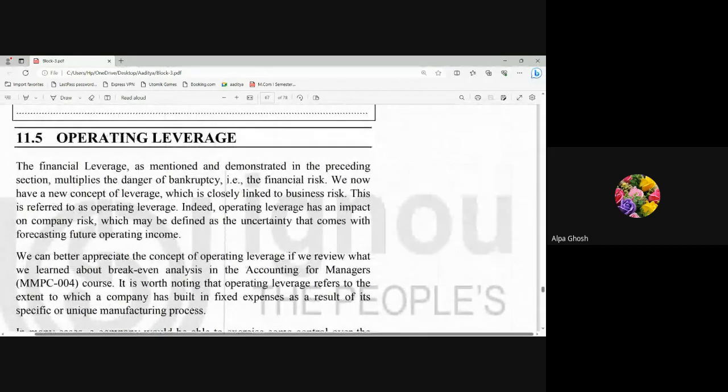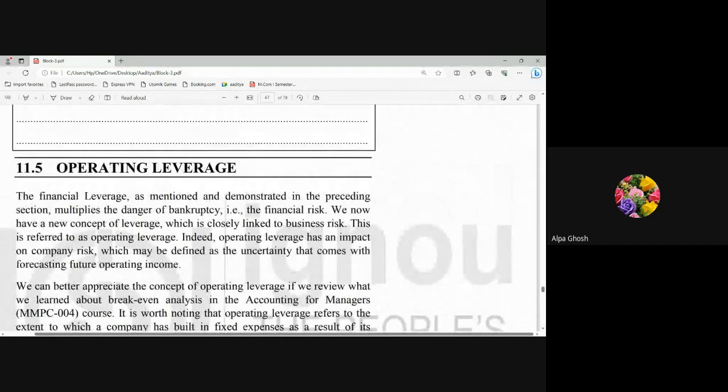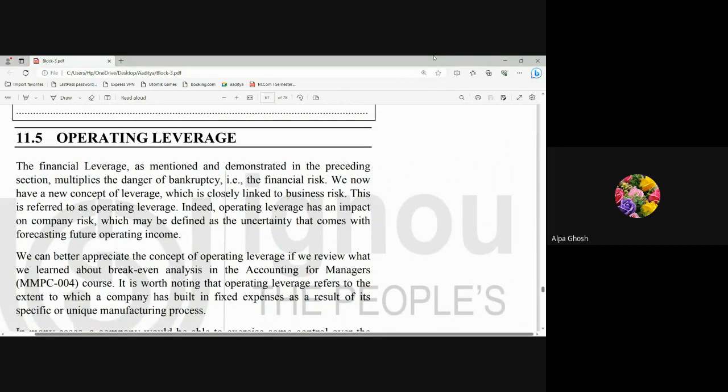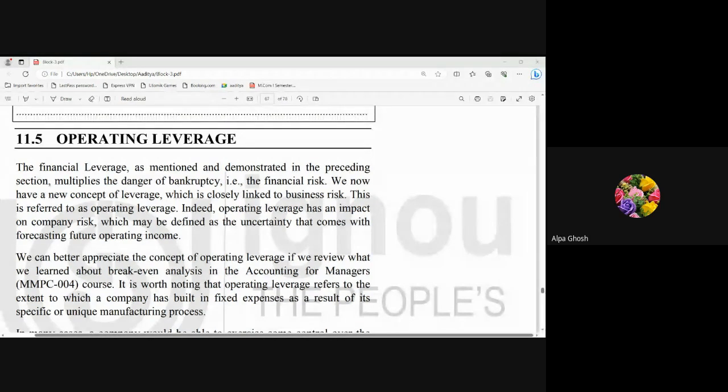Now we will start with types of leverage. We have two types of leverage. One is operating leverage and the other one is financial leverage. Operating leverage is a leverage where we take into account earnings before interest and tax. The terminology used for earnings before interest and tax is EBIT.